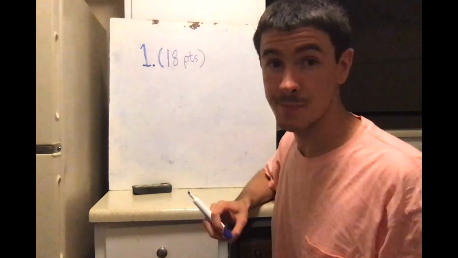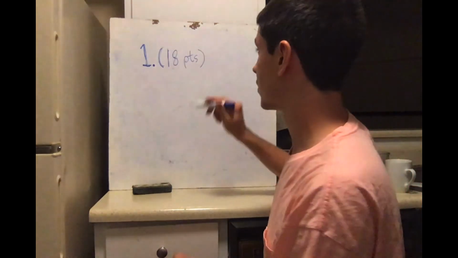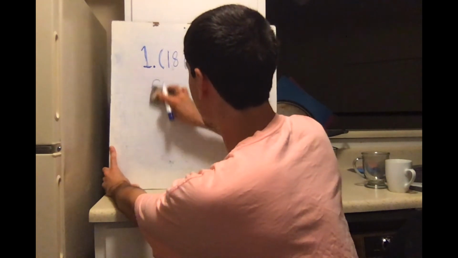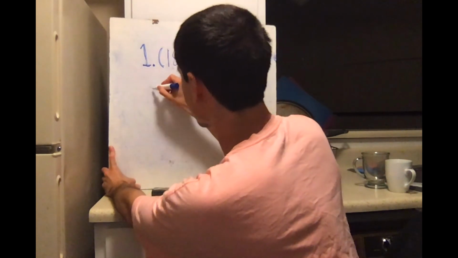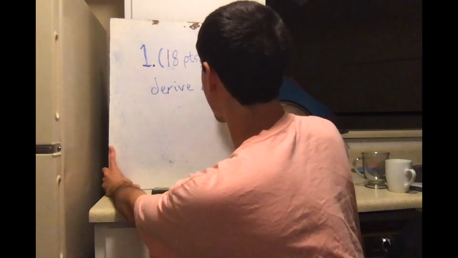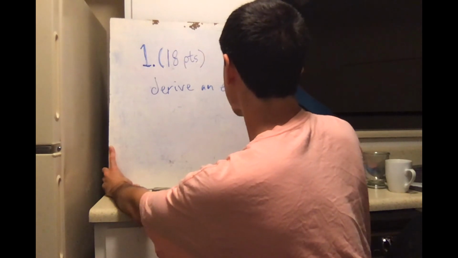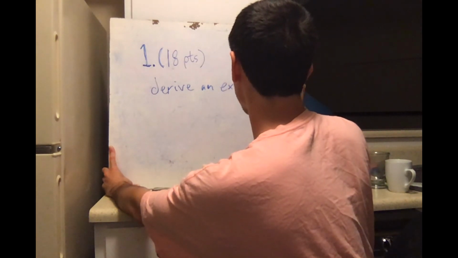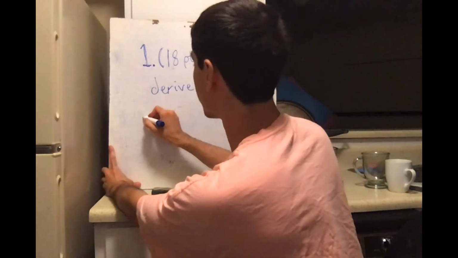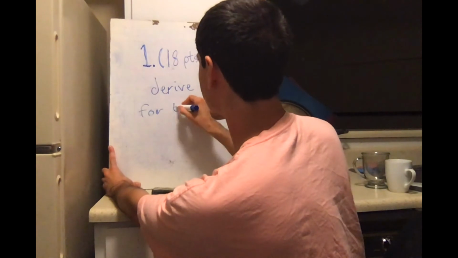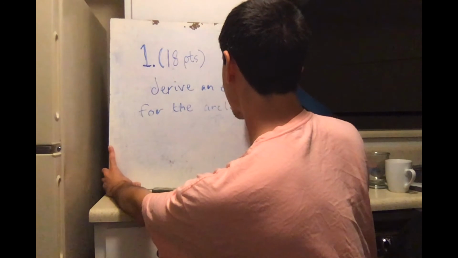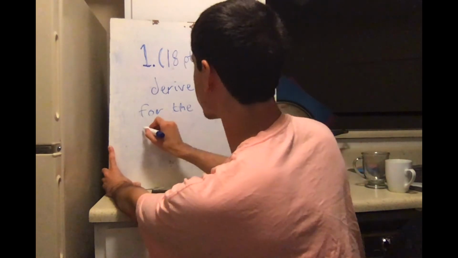Homework assignment number 1 is to derive, so show work, derive an expression, because the answer is already given in the lecture, so the derivation is really what I'm asking for. Derive an expression for the arc length. Arc length is another word that's often used to describe the length of the curve.